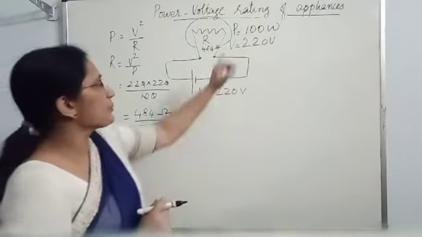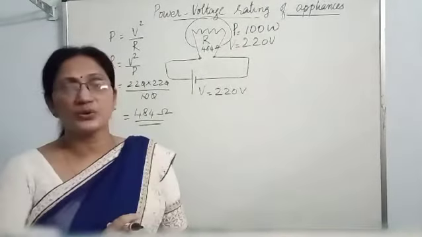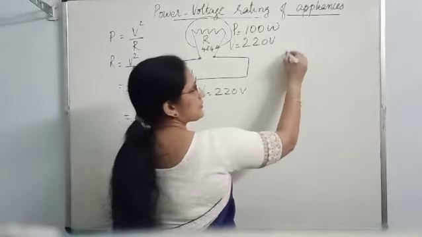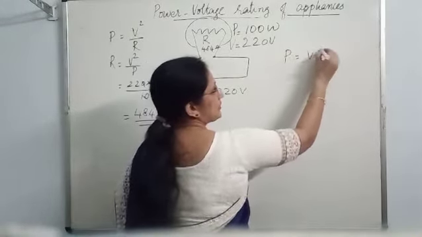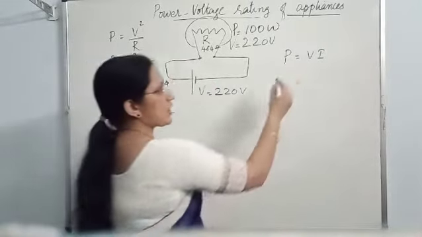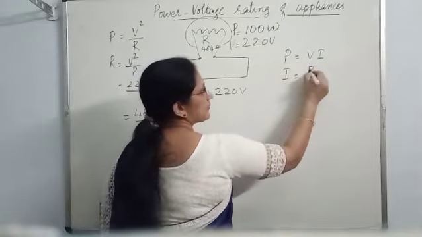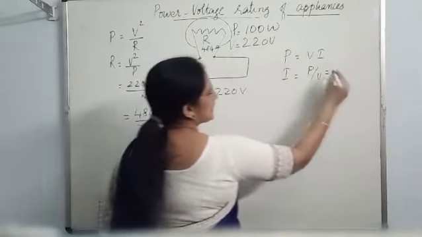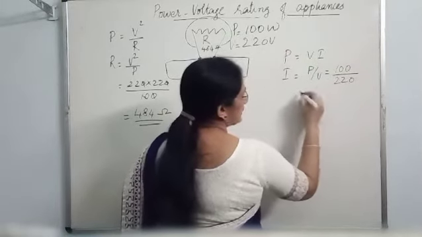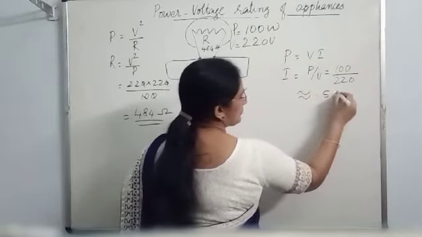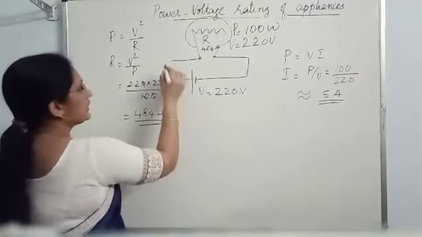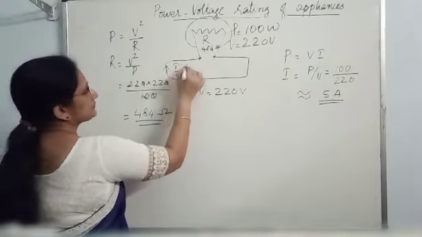Another use is, from power voltage rating you can find out the safe current of the device. Use the formula P is equal to V into I, another formula for power. So I is equal to P by V. P is 100 upon V is 220. Your answer will come approximately 0.5. So 0.5 ampere is the safe current.